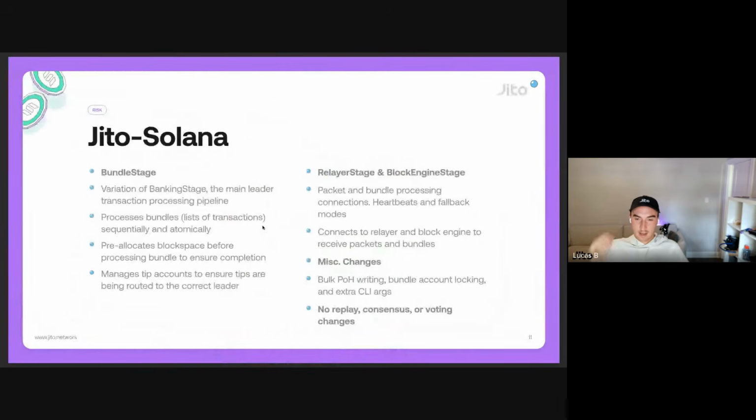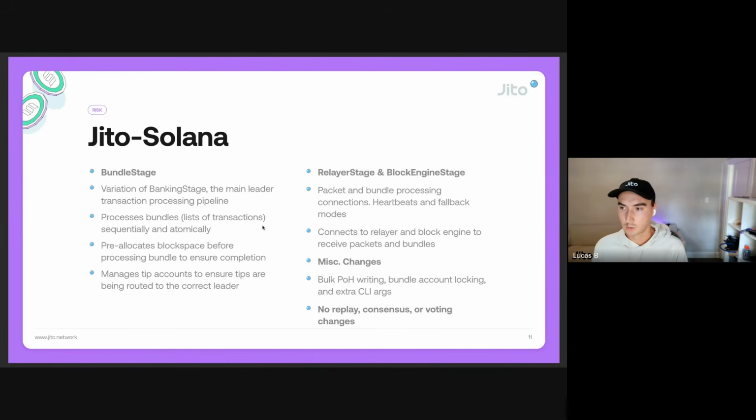But yeah, let's dive into the technical details. I think as a validator, you have to be pretty technical. For a lot of people, this is potentially a black box, so we can dive more into this. So what is Jito-Solana? The main thing in Jito-Solana is this thing called bundle stage. And bundle stage is a variation of banking stage. What is banking stage? Banking stage is the main transaction processing piece of code in the Solana Labs validator.